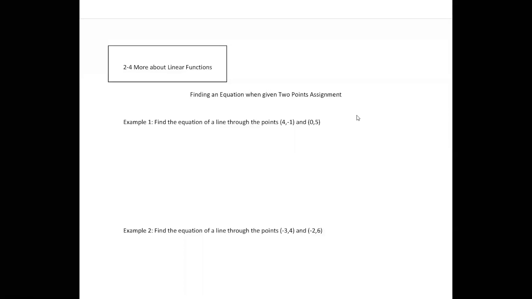All right, our last concept, and this is technically section 2.4 in the book, but we're still looking at linear functions or lines. Today's topic is finding an equation when given 2 points.